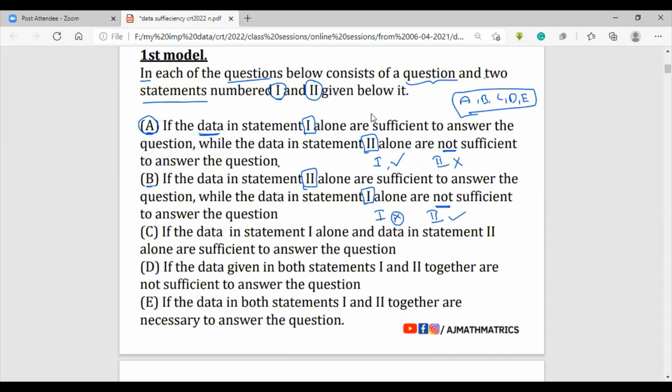See, in most cases, the students do it like this. The mistake students make in the examination is that by checking the data in statement 1 alone, they decide the option. But don't make that mistake. You have to check the data in both the statements. Okay.